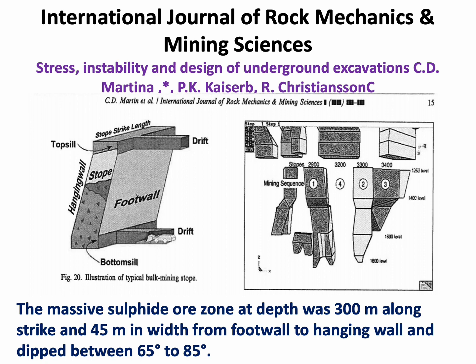Now about the geometry of the stope. This is the hanging wall, this is the footwall, this is stope 3300, and there is a drift here, there is a drift here. The massive sulfide ore zone at depth was 300 meter along strike and 45 meter in width from footwall to hanging wall, and dipped between 65 to 85 degree. This dip is around 65 to 85 degree. This is around 45 meter in width, and this is around 300 meter long.